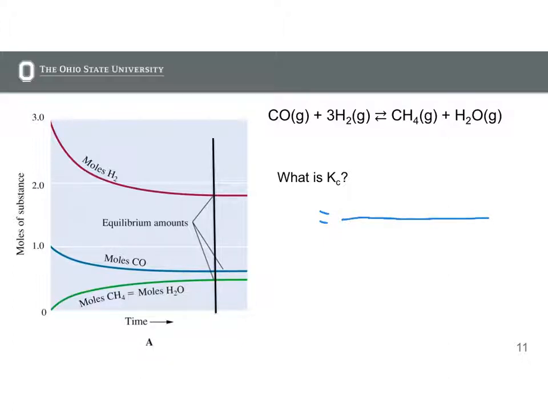So K sub C is going to be equal to the concentration of CH4 times the concentration of H2O divided by the concentration of CO times the concentration of H2. What do I do with that H2? Concentration's got to be cubed. Yeah. So again, we take our stoichiometric coefficients, and those are the powers in our expression, the exponents. Questions on that?